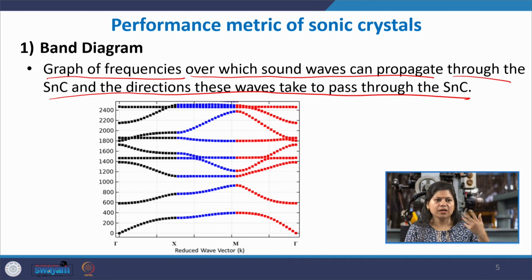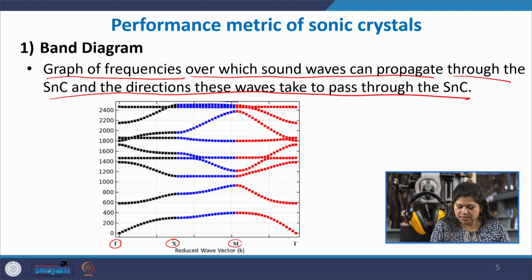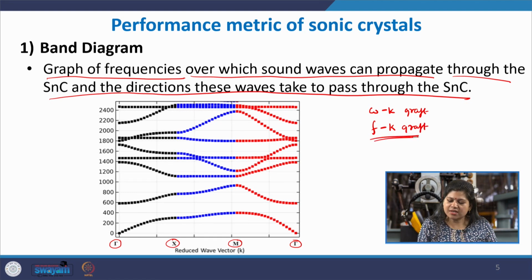Again, for this course at the UG and PG level, we will not go into detail of the crystal theory and what these values are. This is something for your extra reading if you are interested, but it is not part of the scope of this course. Within this course, the band diagram is an omega-k graph, or a linear frequency and k graph. What it says is what the frequencies are and what directions they take to pass through the sonic crystal, to put it very simply.